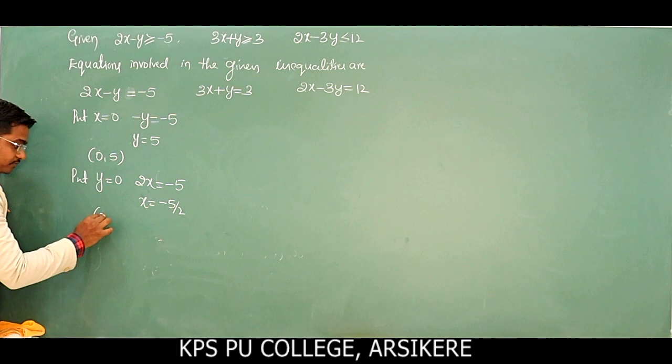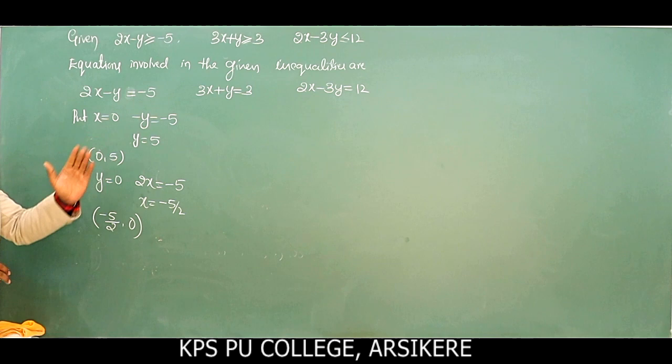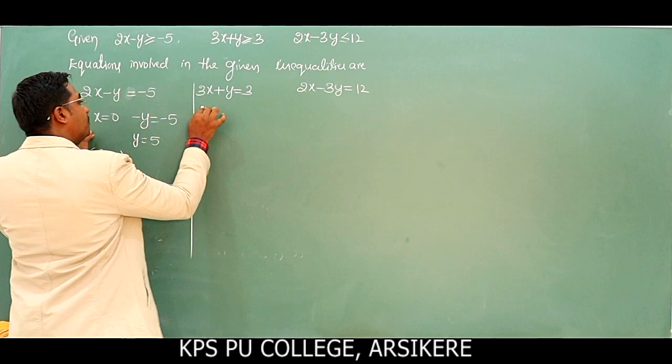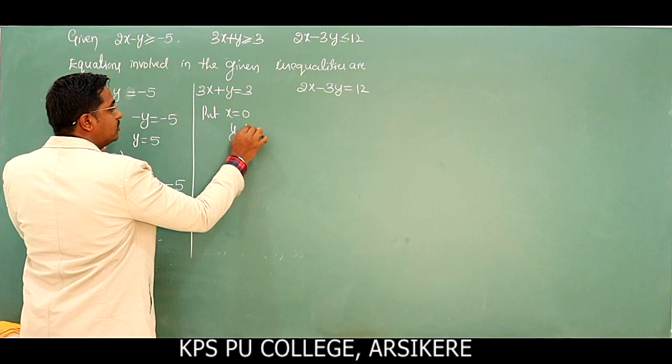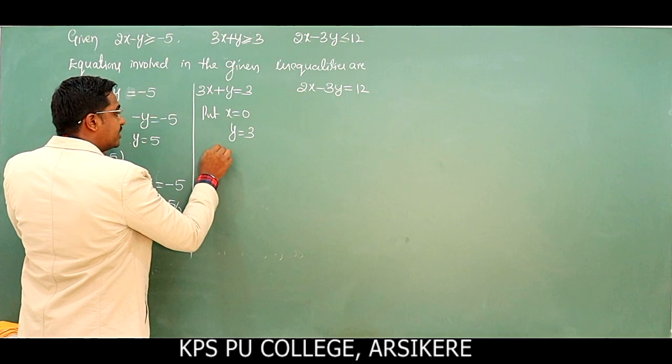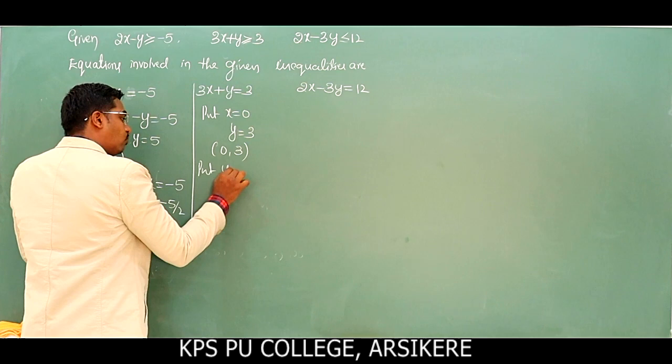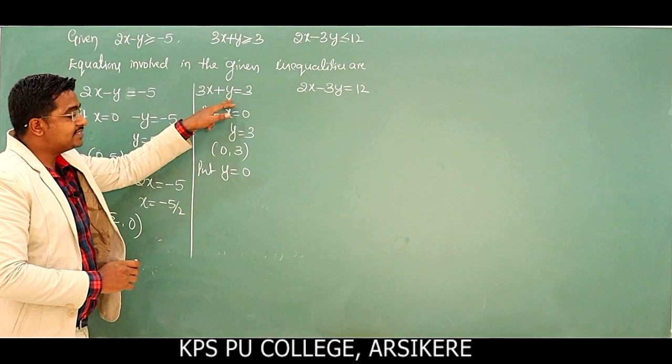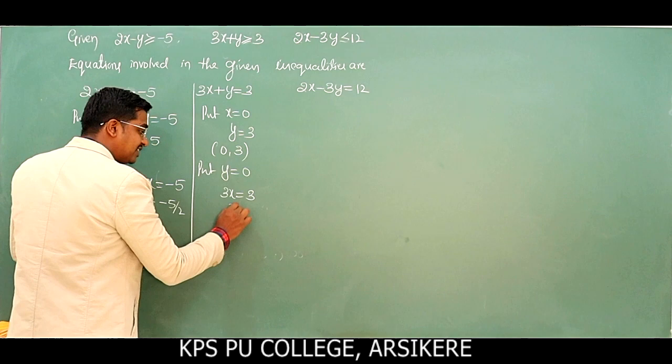Clear? Come to the second equation. Follow the same method. Put x equal to 0. We get y equal to 3, since 3 into 0 becomes 0 and the y value becomes 3. Corresponding point 0 comma 3. Now put y equal to 0. When y is equal to 0, 3x is equal to 3. What is the value of x here? x is equal to 1. Corresponding point here, 1 comma 0.